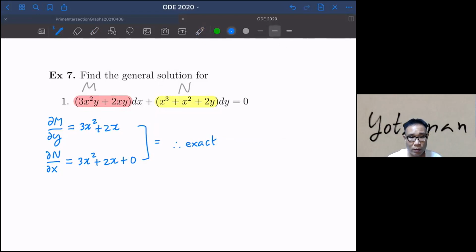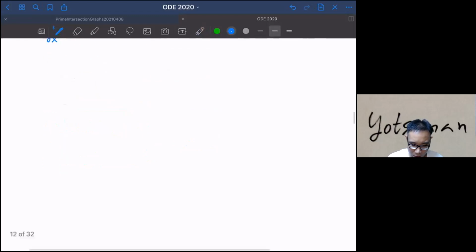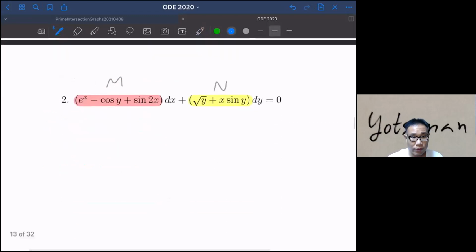Okay, so that is going to be the conclusion that we have. Okay, let's do another one. So you have M equal to e^(dx) minus cos y plus sin 2x, and N equal to root y plus x sin y. So you're going to differentiate dM/dy, okay? So it's going to be negative sin y.